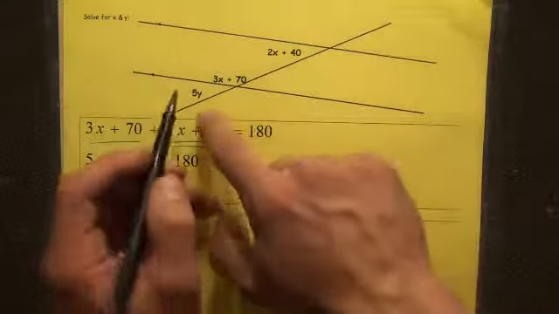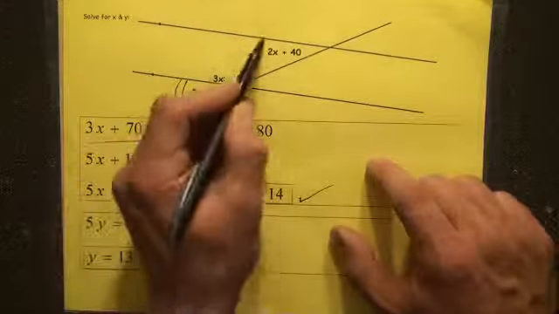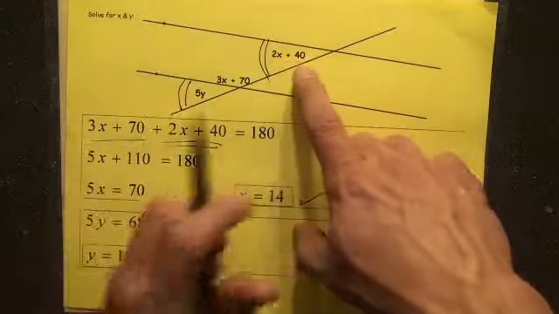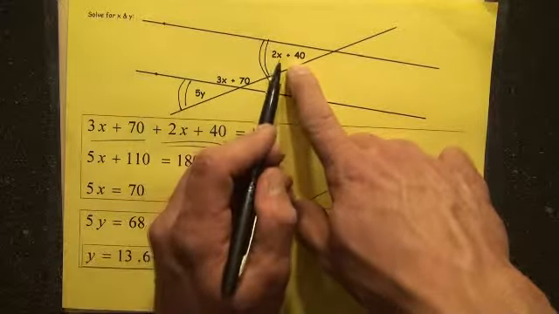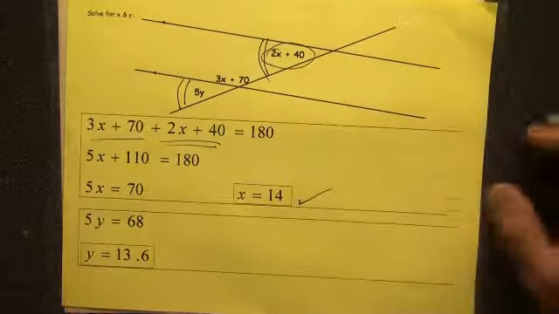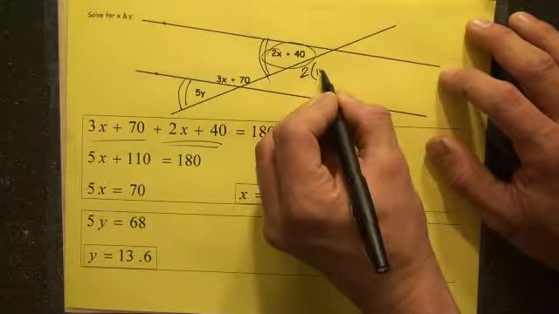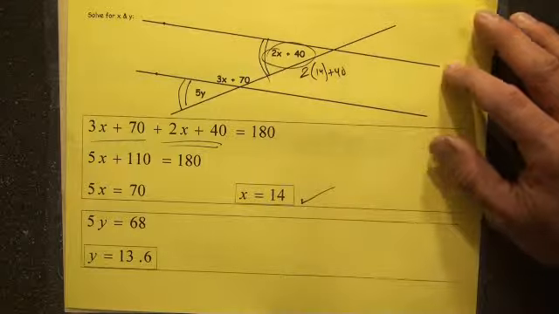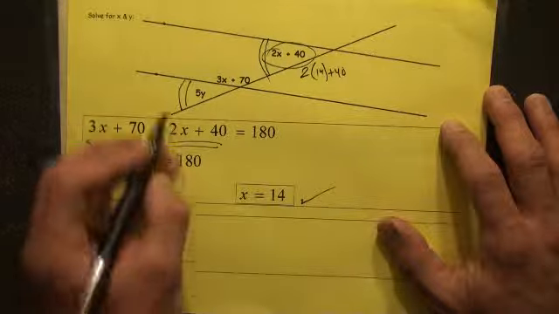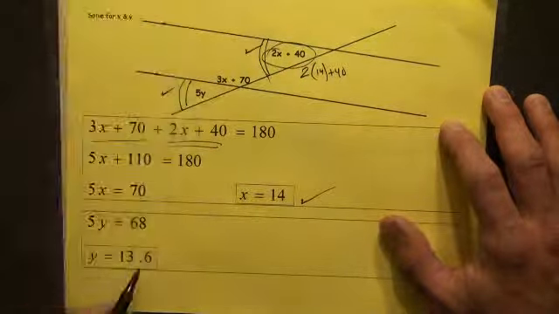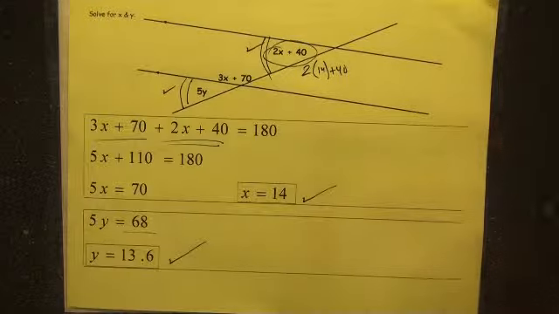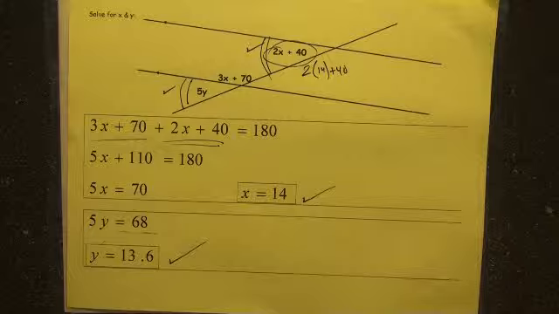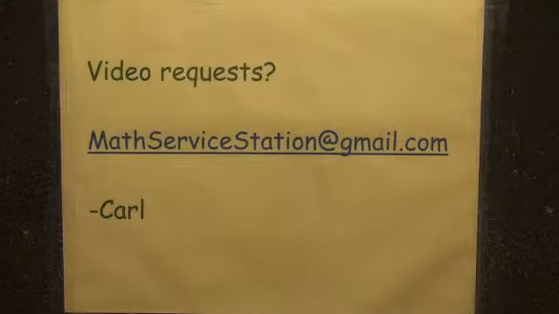Guess what? This angle is corresponding to this angle. Therefore, they're congruent. Whatever this is turns out to be 68, because if x is 14, then you just plug 14 in here. You get 2 times 14 plus 40, that's 28 plus 40, that's 68. Therefore, 5y equals 68. Divide both sides by 5 and you get 13.6. All right? So questions or concerns, please send me an email. Good times.